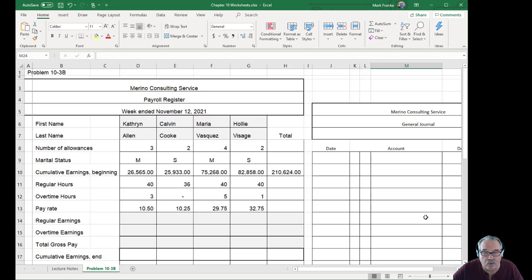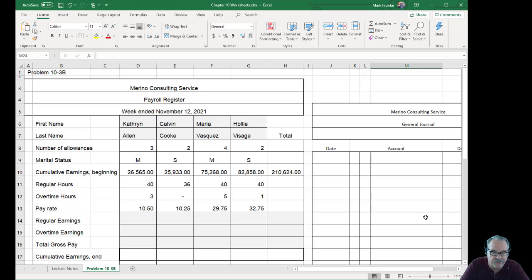And we have 4 employees. This is the Merino Consulting Service, and we're going to complete a payroll register. I've given you a worksheet that you can either use and fill out in pencil, or you can do this in Excel. But this is basically a list of the information in the textbook.